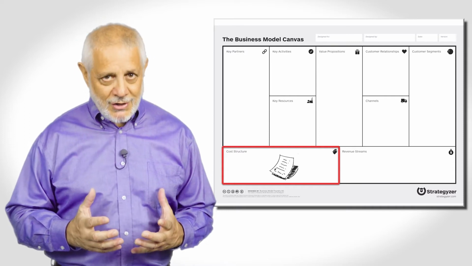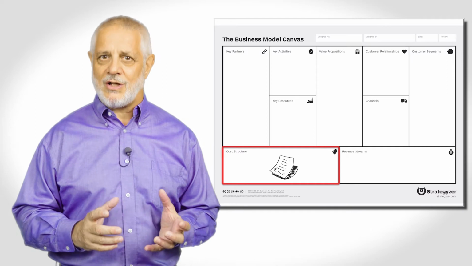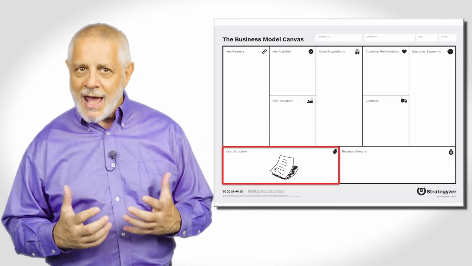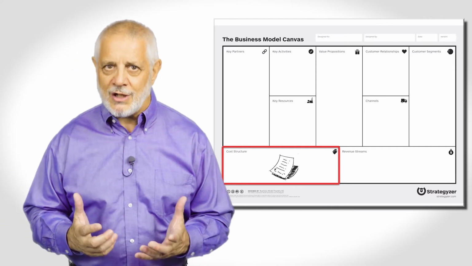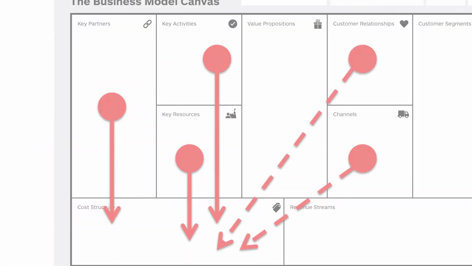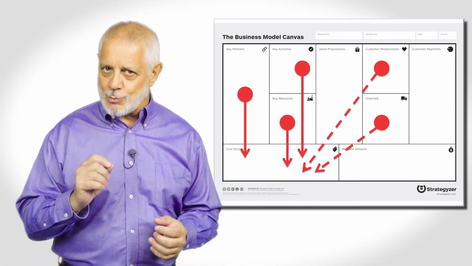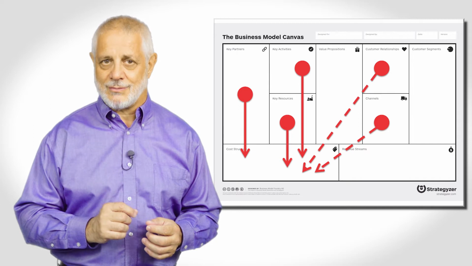Much like key activities, in this component, we have to be careful about getting bogged down in too much detail. We're not looking to have a budget line item level of detail. What we are concerned with is cost centers. Now, the costs of the business are derived from a consideration of the other components of the business model, activities, resources, and partnerships.